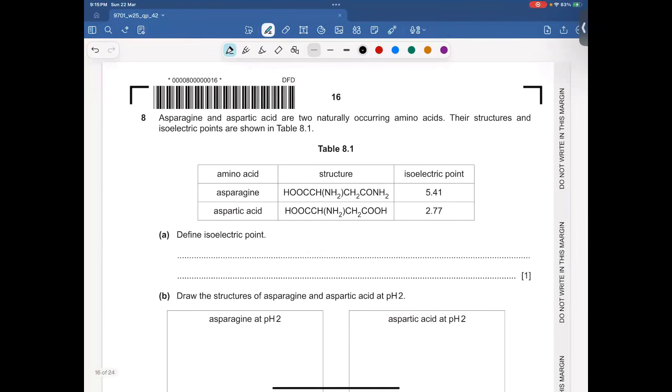Question number 8. Asparagine and aspartic acid both are naturally occurring amino acids. An amino acid is a class of compound which contains both an amino group, that is NH2, and a carboxylic acid group, which is the COOH group. Their structures and isoelectric points are shown. Define isoelectric point. A point at which no net electrical charge exists.